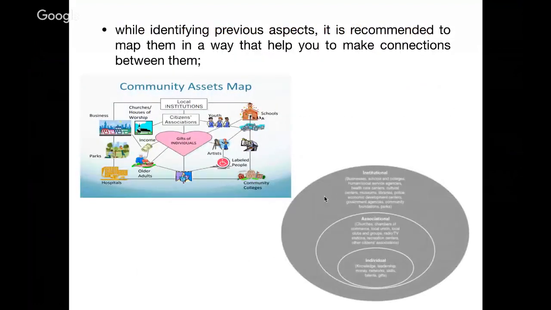While identifying the previous aspects, it is recommended to map them in a way that helps you make connections between them. I attached two examples, but believe me, if you search assessed mapping or community assessed mapping, you will find many, many more examples.